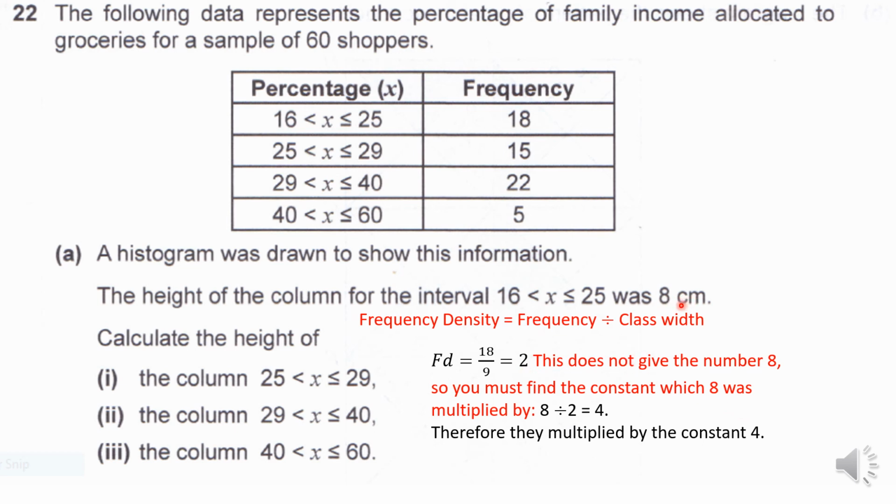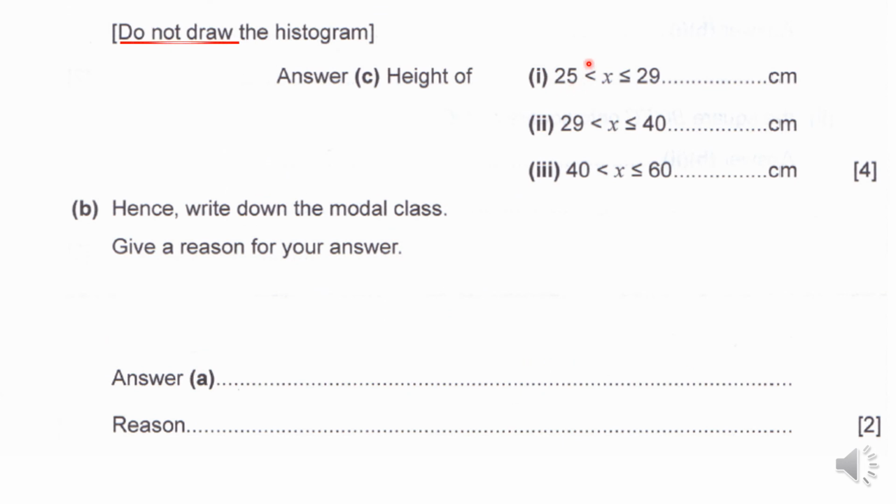So in order to find that 8, you must find a constant which was multiplied to give you that. So 8 divided by 2, you get 4. So every time you have to multiply by 4, because 2 times 4 gives you that 8 that you got there. And we're going to do that for all the other frequencies or class intervals. For this particular interval, we already determined we're going to multiply by 4, so that's 15 centimeters.